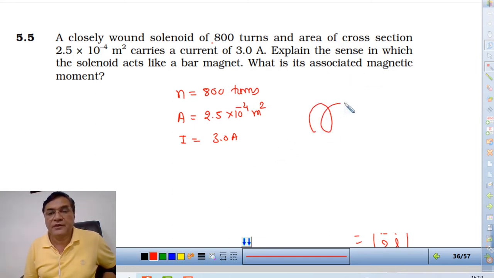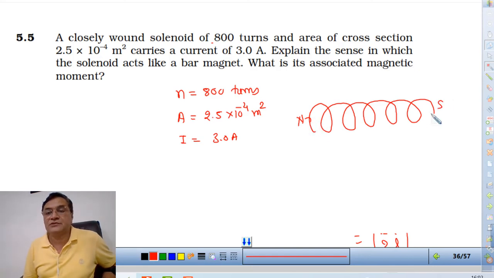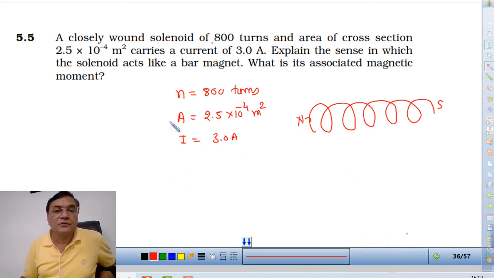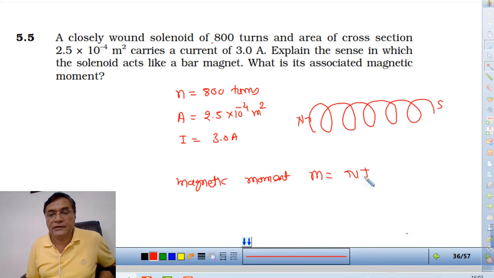We know that whenever current is flowing, one end of the solenoid becomes north and the other end becomes south. Which end becomes north and which south, we will discuss later. It would depend on the current direction. It's very simple actually, but I am not saying it now. So what is the magnetic moment then? We have the formula m is equal to NIA.